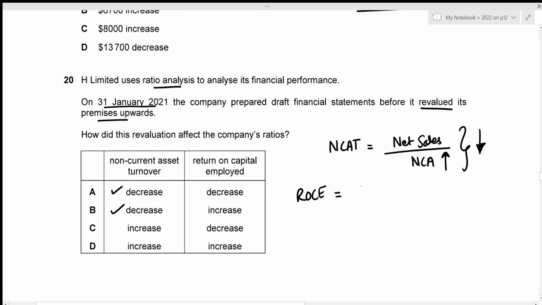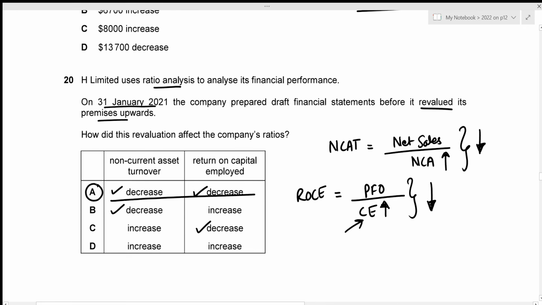And the next one we have is return on capital employed. So the formula for return on capital employed is profit from operations divided by the capital employed, right? And we're talking about revaluation upwards, which will also be recorded in our revaluation reserve. So our revaluation reserve goes upwards, which means that our equity goes upwards. And equity is a part of capital employed, which means that the total capital employed will also go upwards. Here, our denominator value is going upwards, which means that the total value will also decrease. So our return on capital employed is also going to decrease, which is given in A and C. So the correct one for non-current asset turnover and return on capital employed is given in option A. That will be the correct answer.